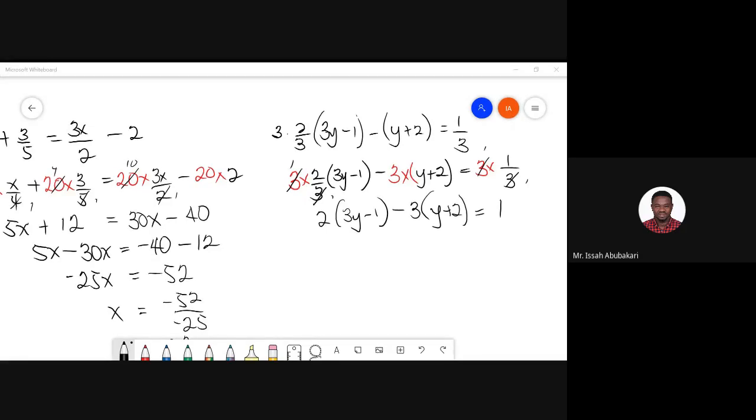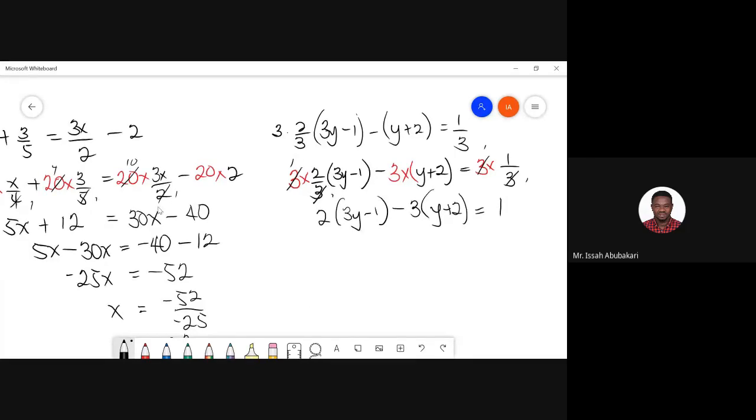Chayut, are you sure? All right, let's see. 2 times 3y is 6y. Minus 2 times minus 1 is minus 2. And then you have minus 3 times y, which is minus 3y. Minus 3 times positive 2 will give us minus 6 is equal to 1.